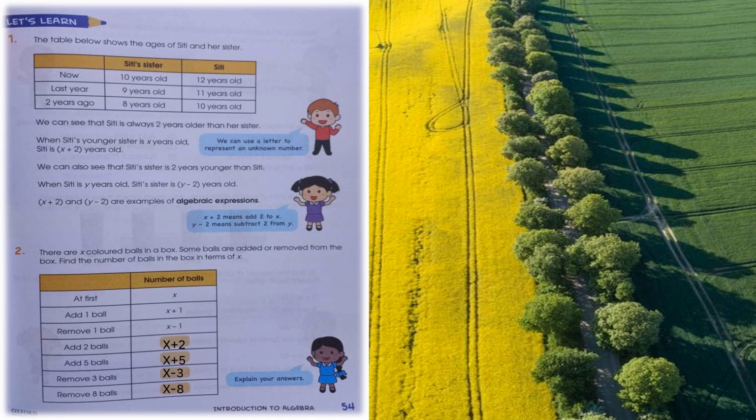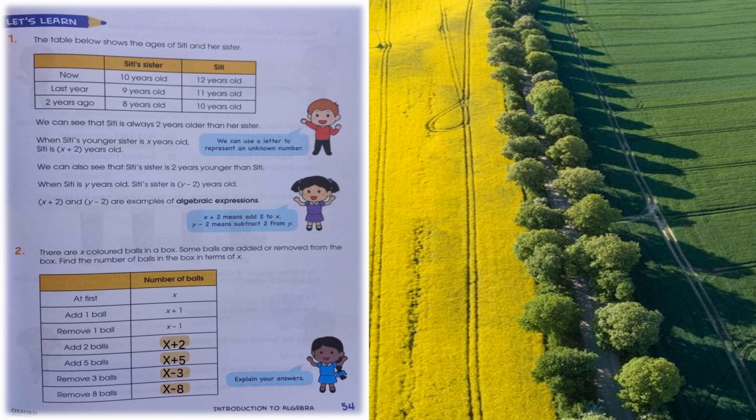So if Siti's sister is x years old, Siti will be x plus 2 years old. Similarly, we can also represent Siti's sister's age in terms of an algebraic expression. Let's say if Siti is y years old, then Siti's sister will be y minus 2 years old because she is 2 years younger than Siti.